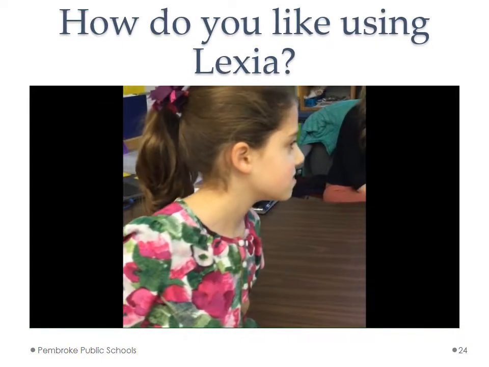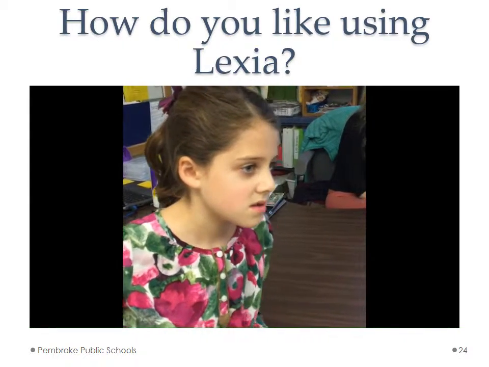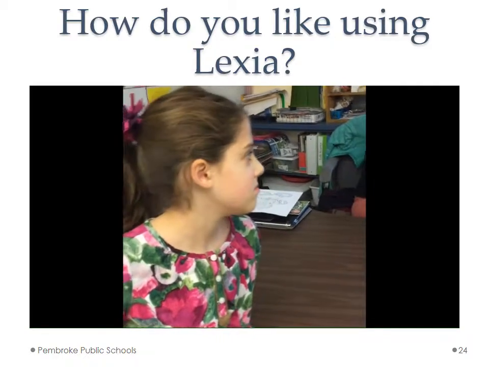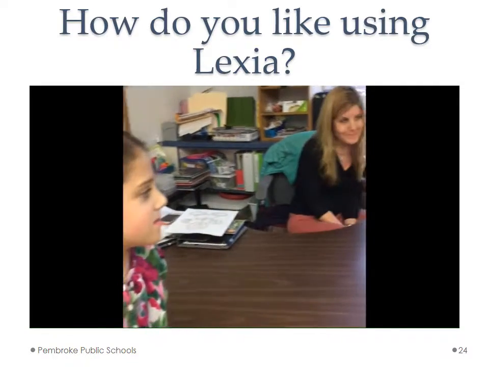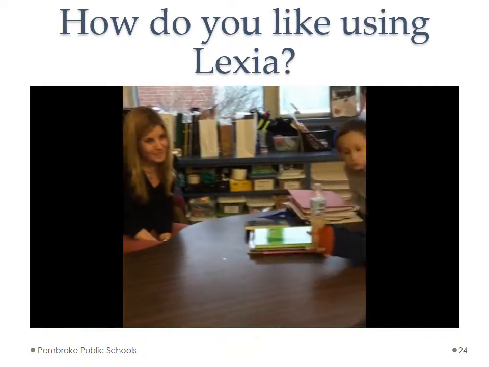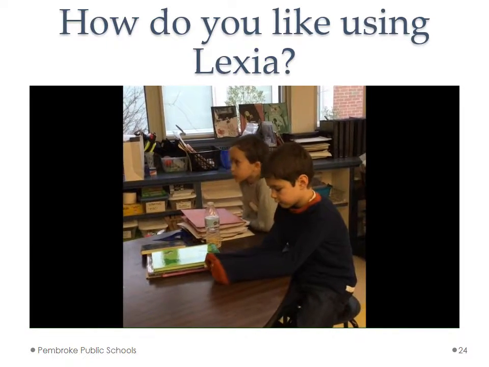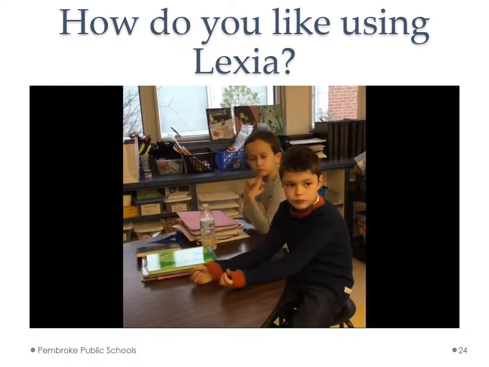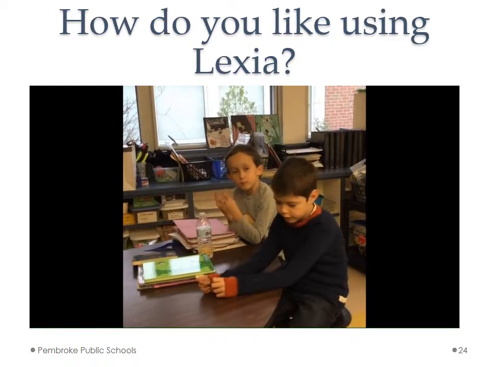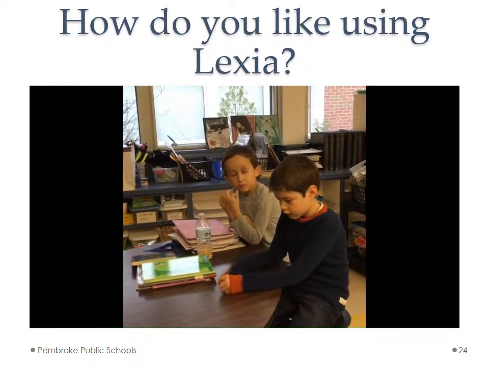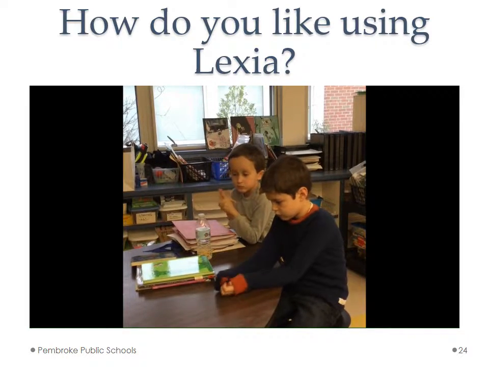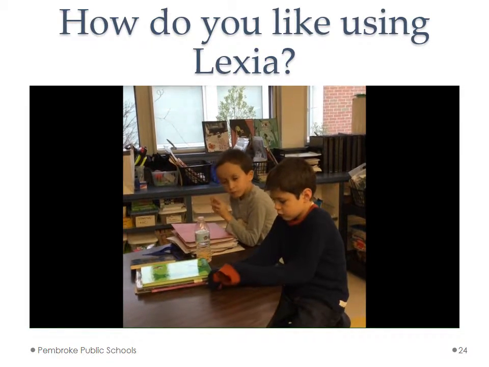And is it part of your Daily 5? Sometimes. Do you ever use it at the library? Yes, every time. Awesome. Do you think most kids in your class like it? Yes, pretty much everyone does. Do people talk about it? Yeah. Cool. Is there anything else you think we should know about Lexia?